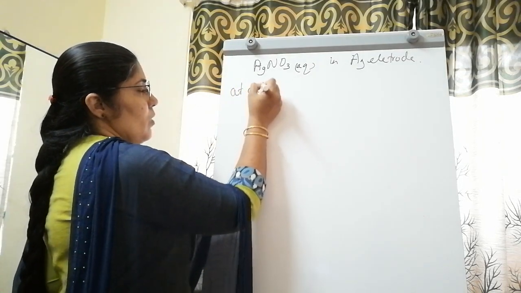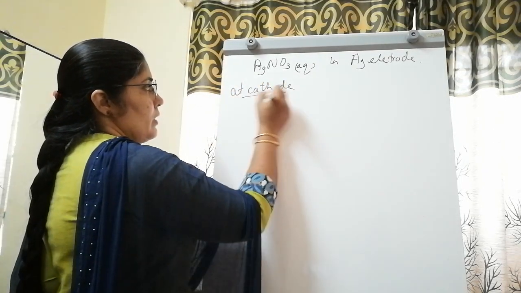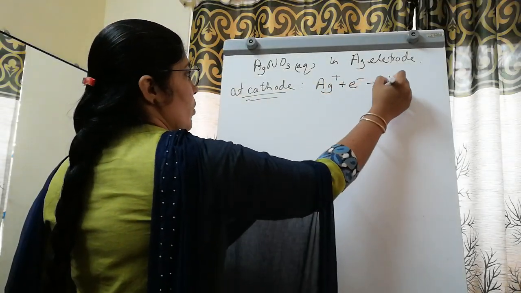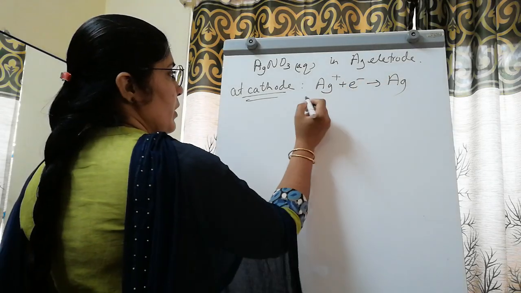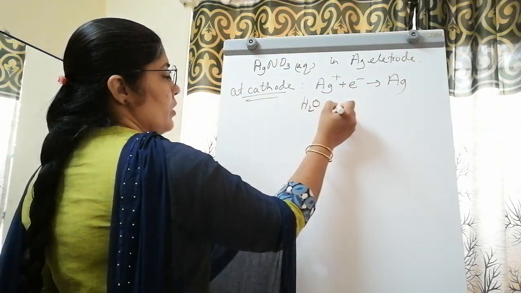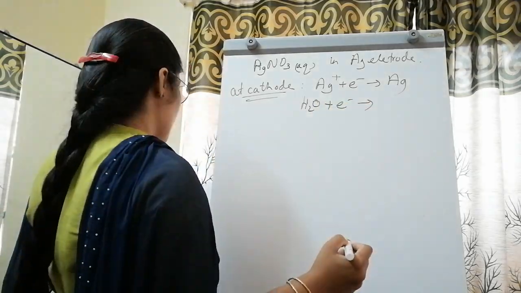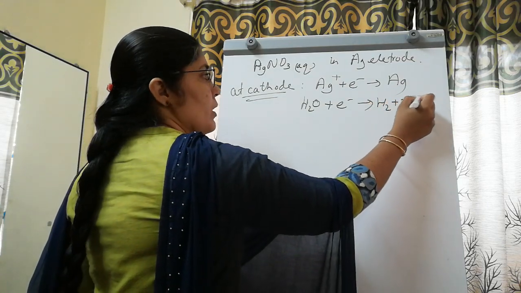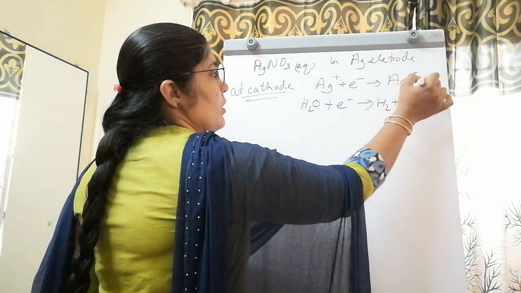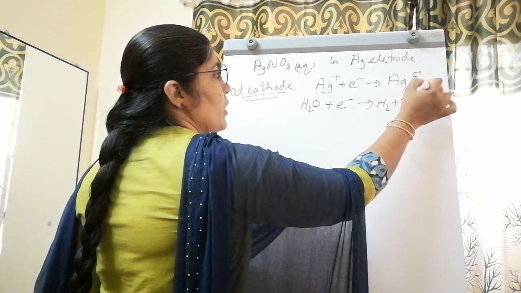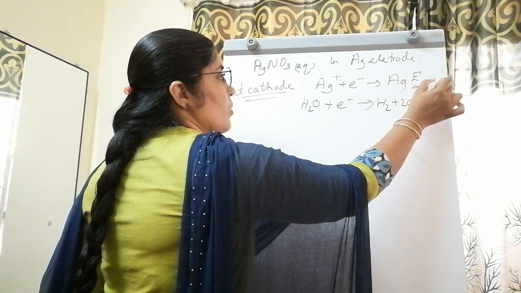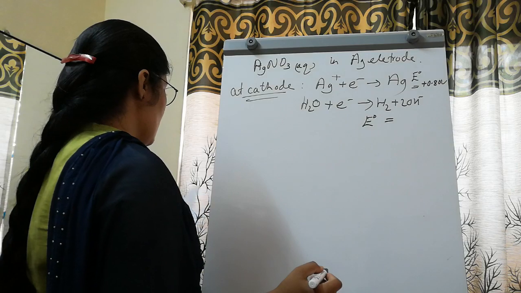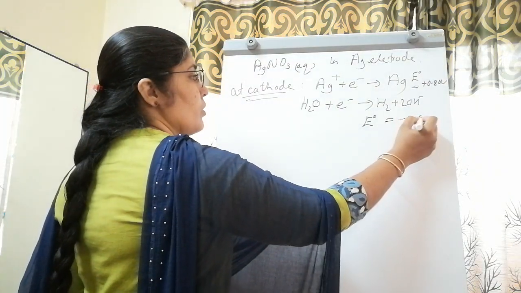At the cathode, what is going to take place? At the cathode, we can see here that there will be reduction of Ag plus plus an electron to form Ag, and you will be having the reduction of water, water being reduced to form hydrogen gas plus 2OH minus. The reduction potential of silver, as you would have learnt by now, is plus 0.80 volt. And the reduction potential of water undergoing reduction is found to be minus 0.83 volt.